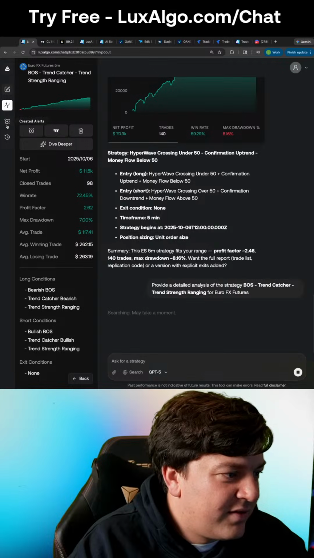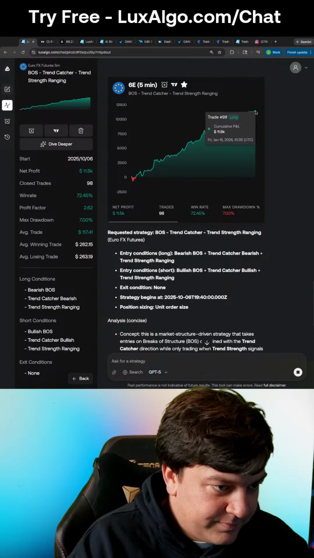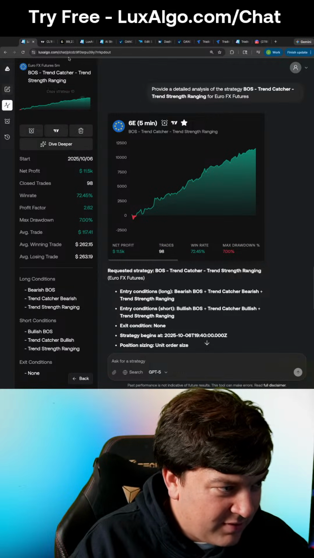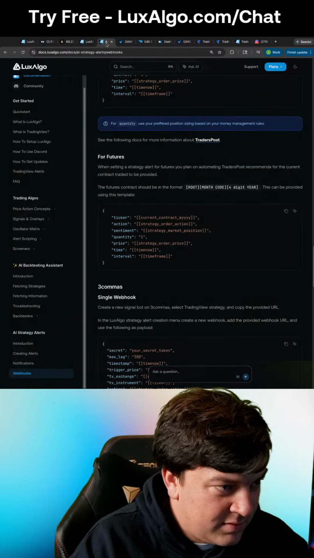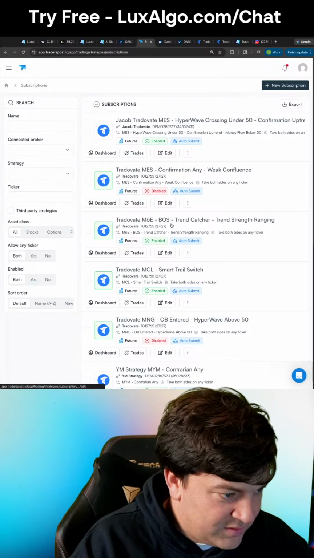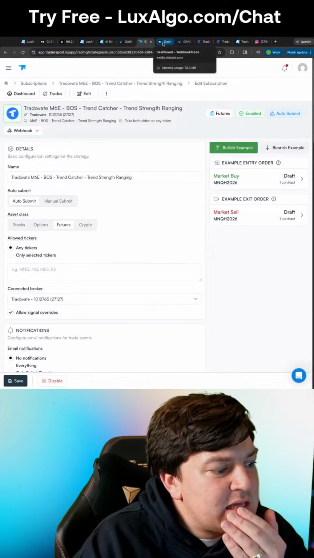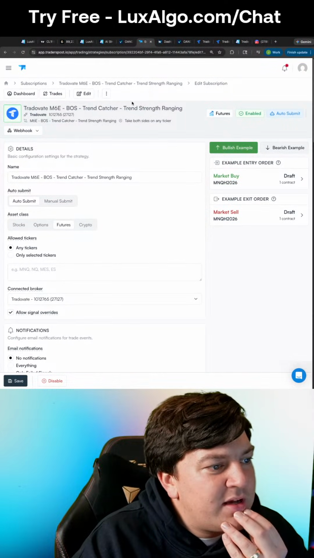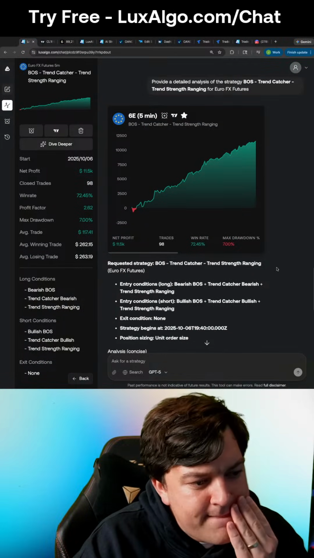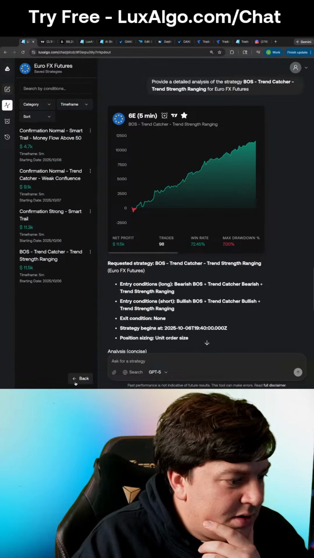Wait, did that fire a signal already? Interesting. Yeah, this was the 6E one. Was this the one we have going already? Let me see. Subscriptions. M60 BOS catcher. Yeah, I think so. BOS trend catcher, trend strength, ranging. I think it was the other one then.